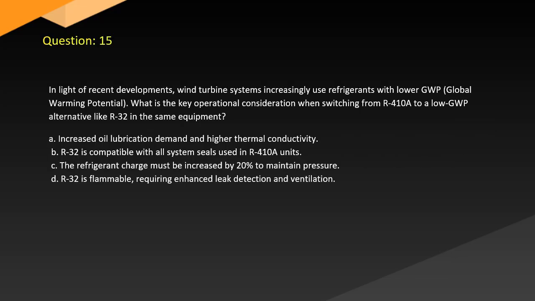Question 15. In light of recent developments, wind turbine systems increasingly use refrigerants with lower global warming potential. What is the key operational consideration when switching from R-404A to an alternative like R-32 in the same equipment? A. Increased oil lubrication demand and higher thermal conductivity. B. R-32 is compatible with all system seals used in R-404A units. C. The refrigerant charge must be increased by 20% to maintain pressure. D. R-32 is flammable, requiring enhanced leak detection and ventilation.